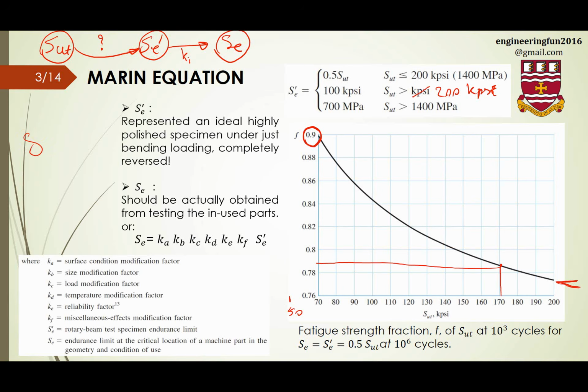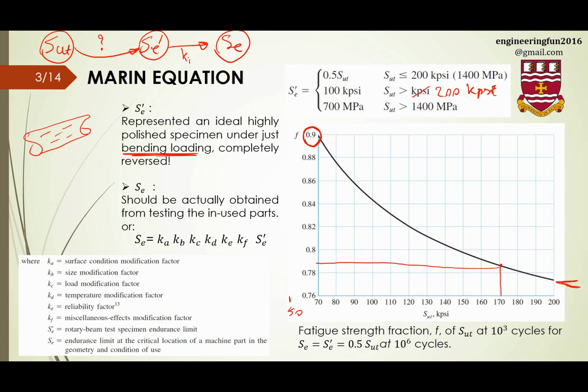For example, if our real part has some scratches on the surface, we need to consider those scratches by applying this factor on our ideal specimen. Kb is a size modification factor, used for size. Kc is the load modification factor. Se prime is for when we just have bending loading.